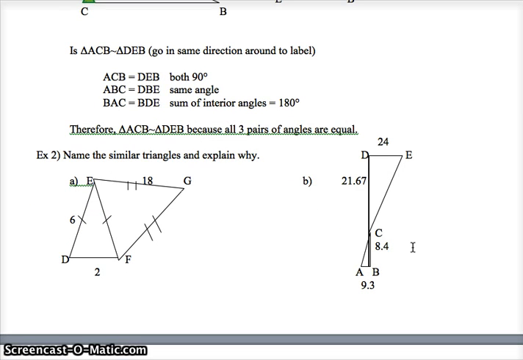So, example 2, name the similar triangles and explain why. Okay, so looking at this scenario where you have one triangle and a second triangle, what would be the similar triangles and how could we justify that? So I want you to pause the video, study the triangles, and then press play when you're ready.